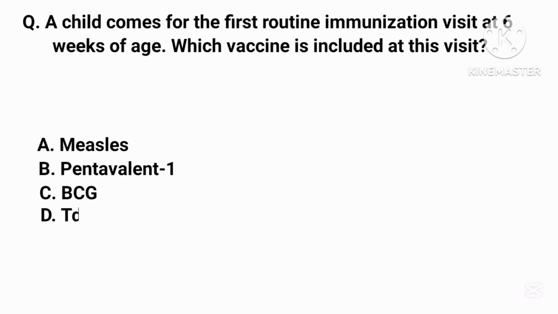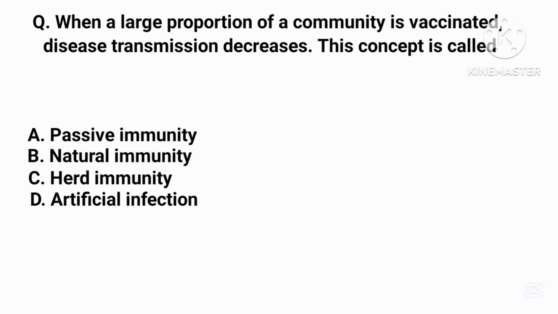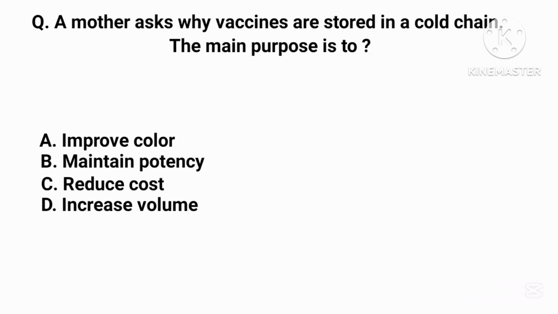OPV. A child comes for the first routine immunization visit at 6 weeks of age. Which vaccine is included at this visit? Correct answer is option B. Pentavalent 1. When a large proportion of a community is vaccinated, disease transmission decreases. This concept is called. Correct answer is option C. Herd immunity.